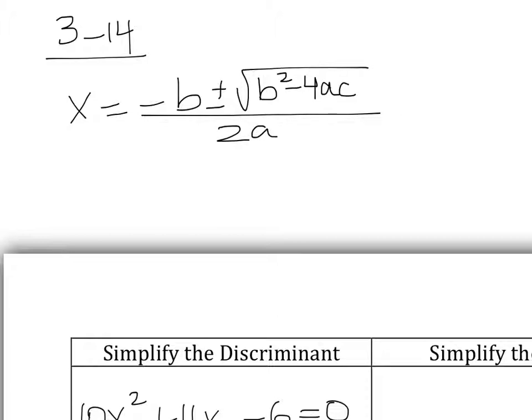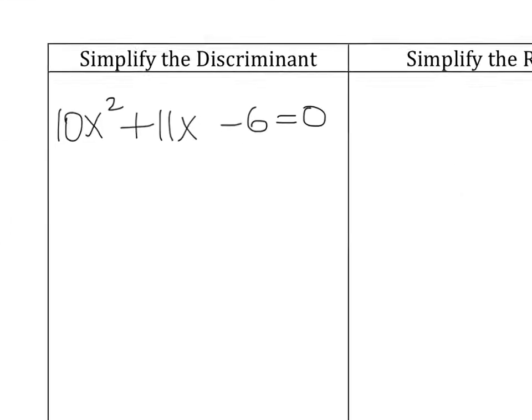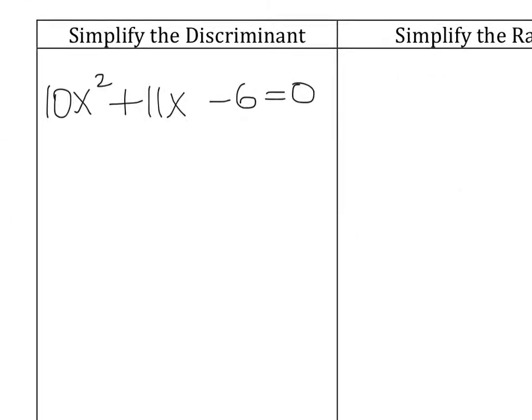Now remember, this is a long formula, so for us to be successful, we need to first of all find the discriminant, which is b squared minus 4ac, and then plug it into the formula. So let's start by doing the first example, which is 10x to the second power plus 11x minus 6.